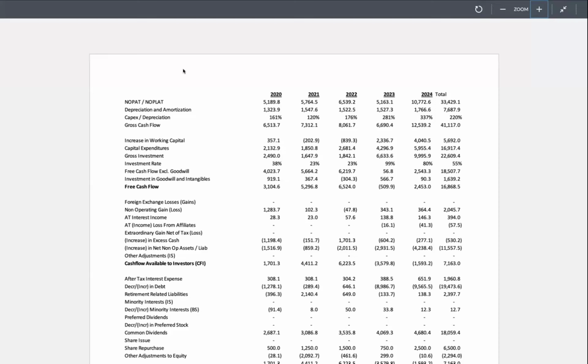And then for CapEx to depreciation, 2020 was 161%, but the total is 220%. So this is showing us that they have a lot of growth expansion that they're planning on doing. Gross cash flows have been increasing with a 41 billion total. Gross investment was 2.49 billion in 2020 to a 2024 gross investment of 9.9 billion, with a total of 22 billion. So this is increasing as well. And then with their investment rate over the 5 years, we can see that this is growing significantly, indicating that they are really pumping a lot into their operations and their expansion.